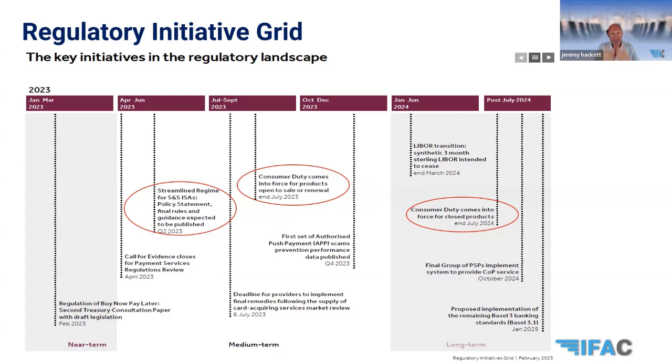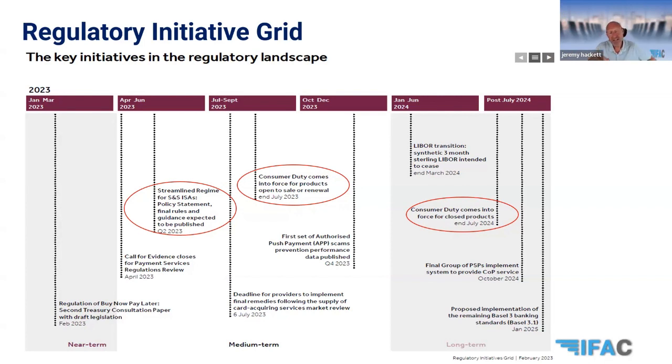Consumer duty, we've talked about it a lot. We'll continue to talk about it. We would have seen this coming down the runway at us, ready for that implementation. And let's not forget, it's not over. We've got the closed products piece coming to be implemented in just under a year's time. And they've already told us that they plan on doing quite a robust review of the implementation of consumer duty, give it about 12 months-ish to bed in.